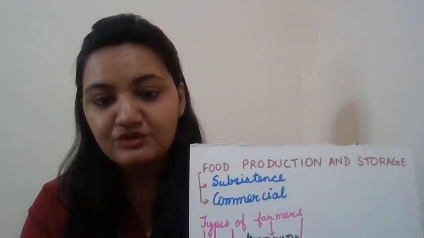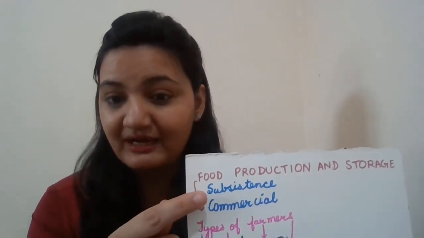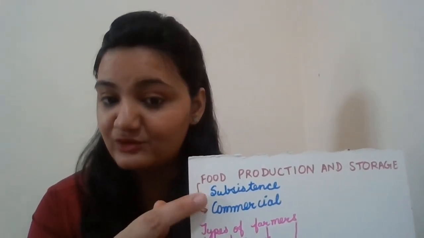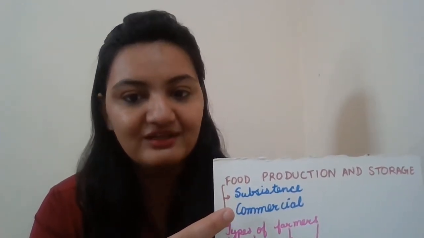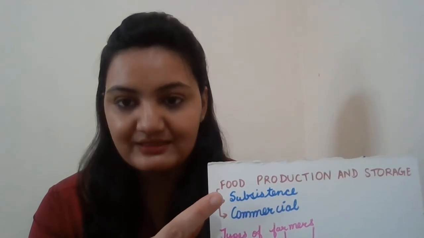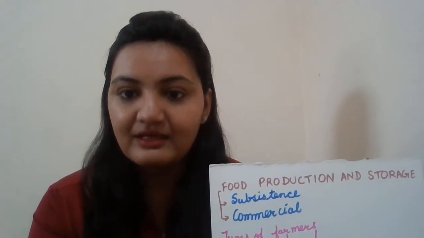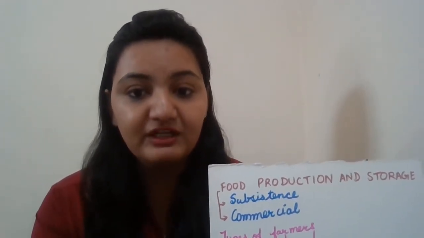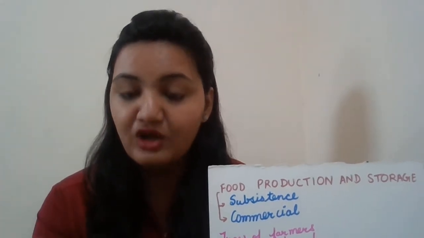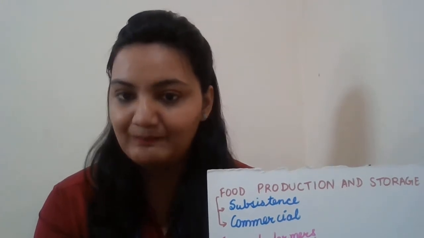So let's get started. Here I have a slide which is going to tell you about food production and storage. Before doing that, we are going to study the types of farming. Number one is subsistence farming and number two is commercial farming. Now what is subsistence farming? A farming in which the farmer is creating the opportunity for himself. He is only doing that farming in his piece of land only for meeting his personal needs and the needs of his family, right?